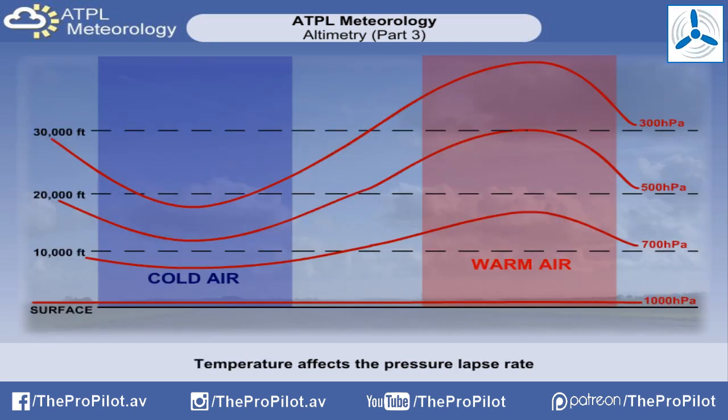Let's recap what we've already learnt about how temperature affects the lapse rate and pressure levels. Here we can see that if we cool air down, the pressure levels contract and increase the pressure lapse rate. If we warm the area on the right, we can see an expansion of the pressure levels.